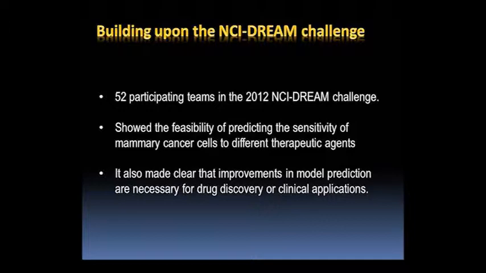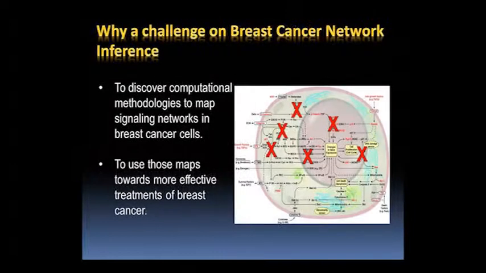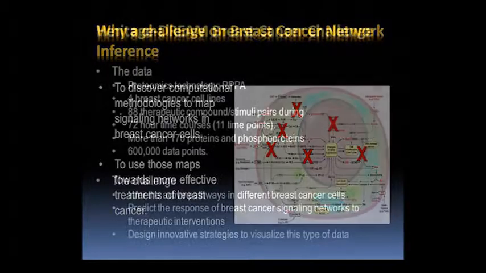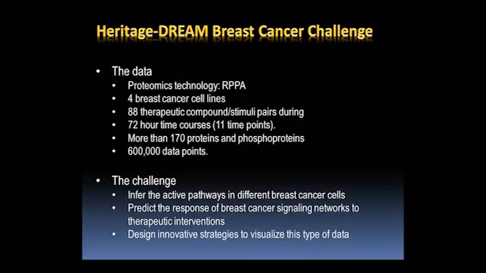and therapeutic agents. The challenge is actually to see if it's possible to map the signaling networks in breast cancer cells, and this is one that should be very familiar to Gordon because, yet again, Gordon came through. This is his data. It takes the reverse phase proteomic data on 4 breast cancer cell lines, 88 drugs, 72-hour time courses with 11 time points.